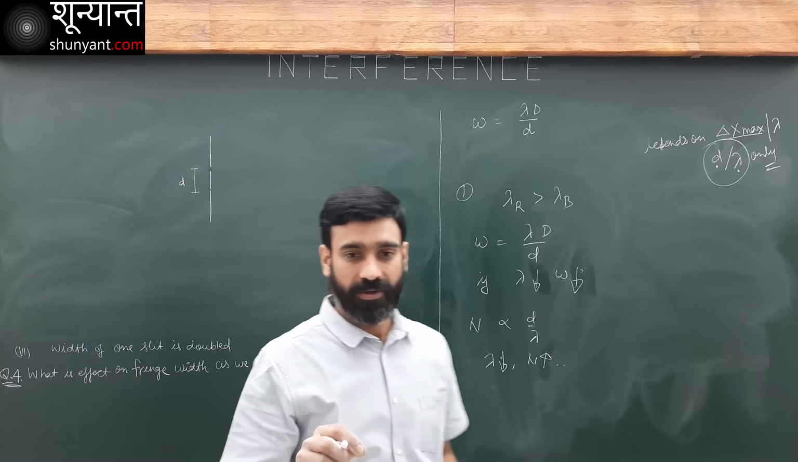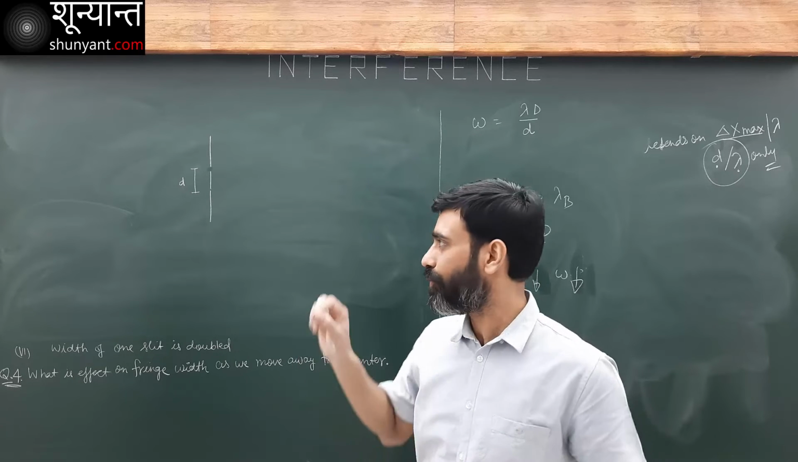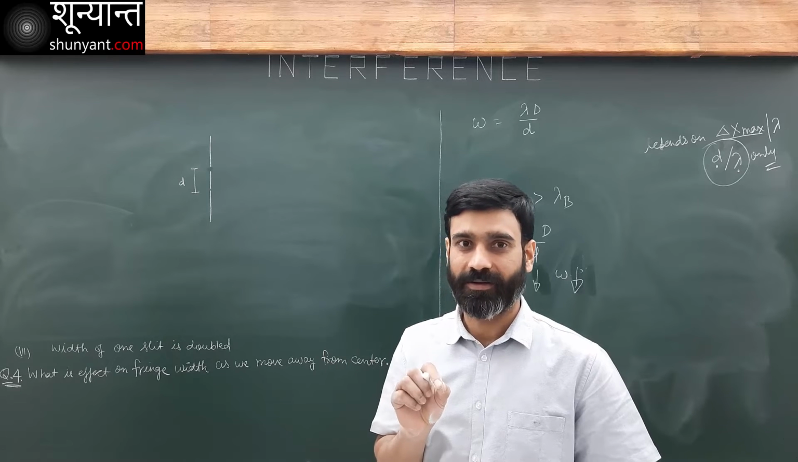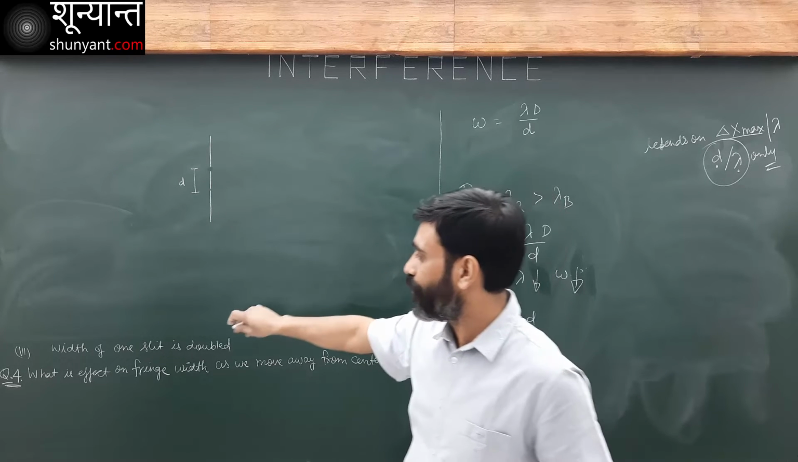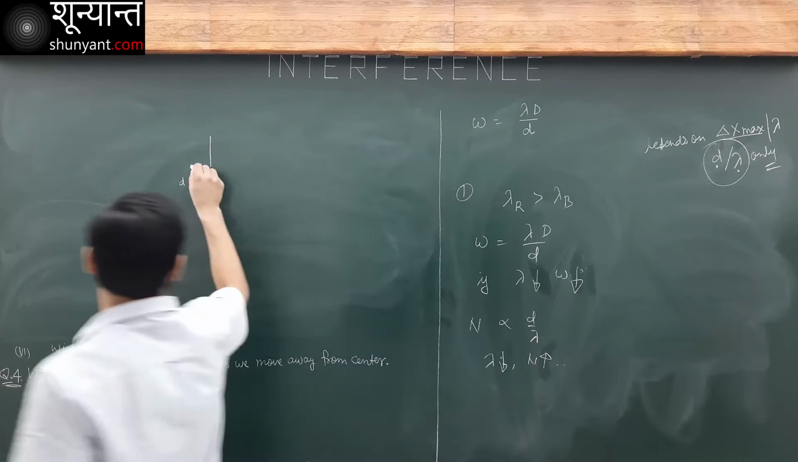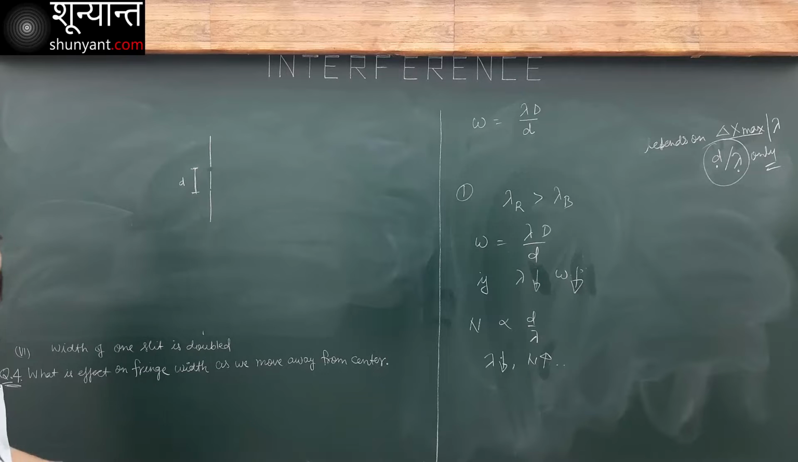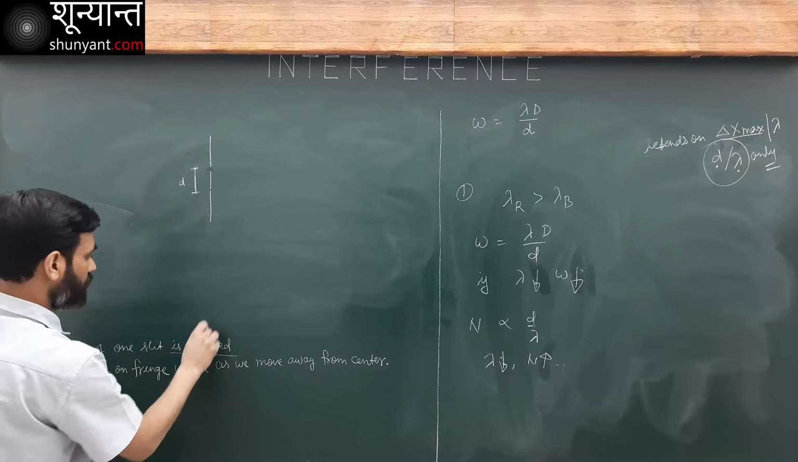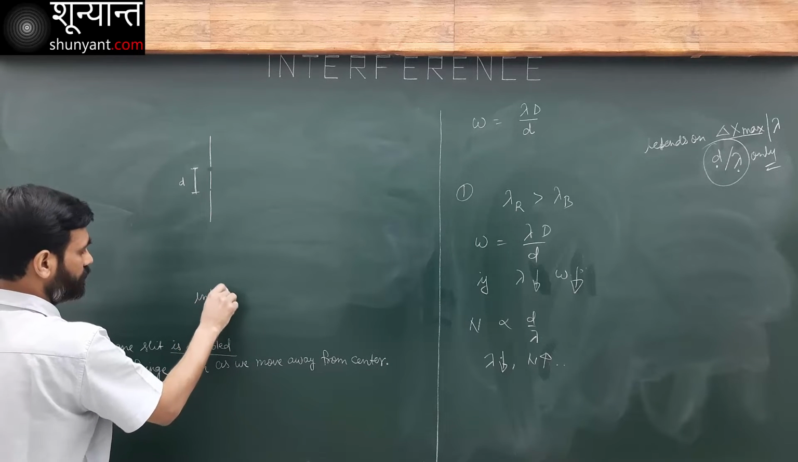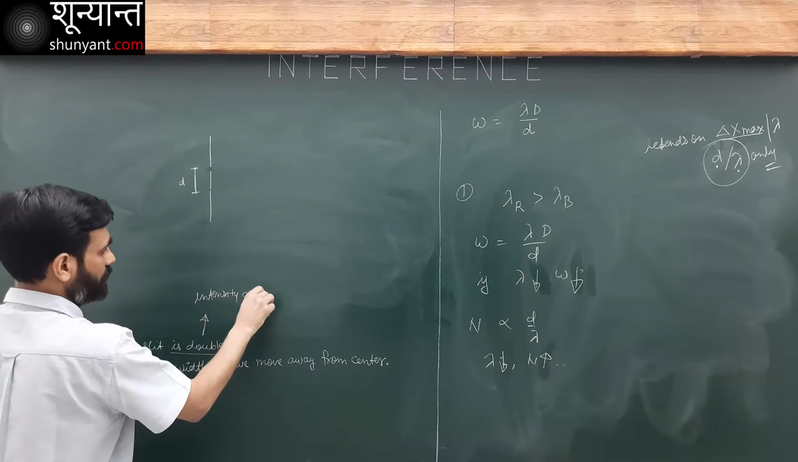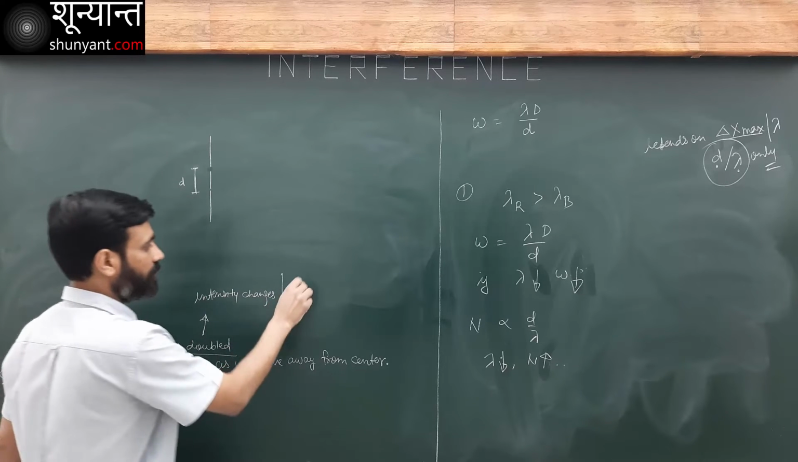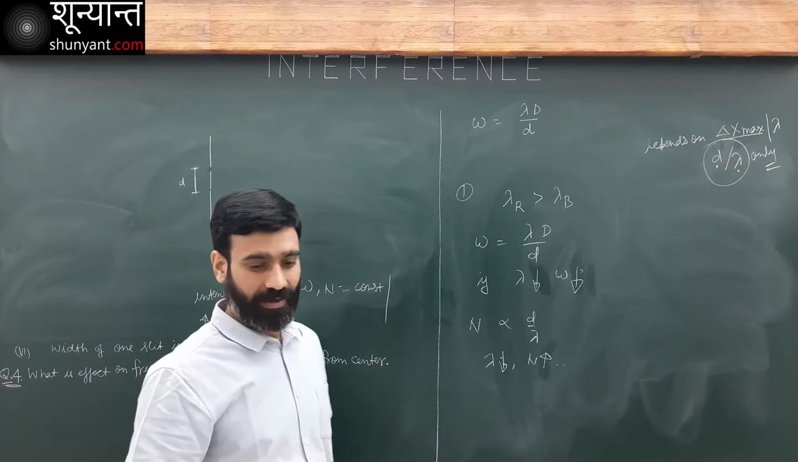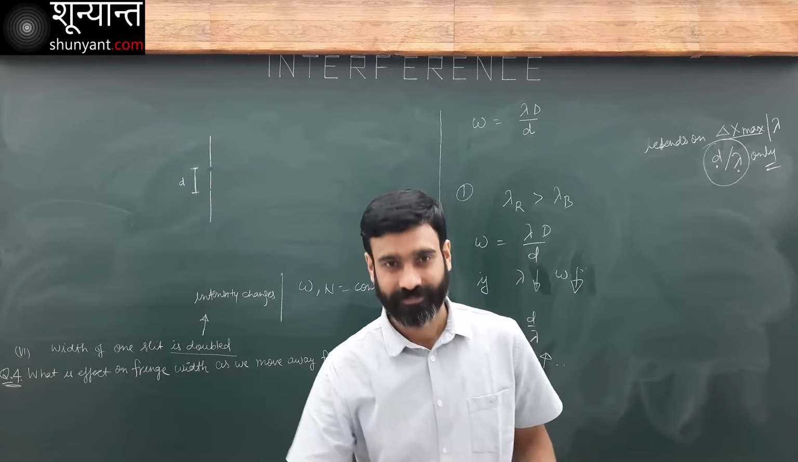YDSE is performed with pinholes. These slits are very small, almost point-like slits we are using. So even if I double the width, this distance is not going to change. So what will change? Intensity will change. When one slit is doubled, intensity changes, and that's it. Omega and n are constant. There will be no change in omega and n. You understand this?